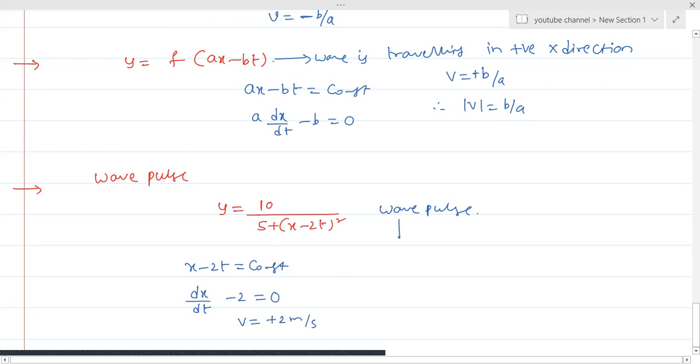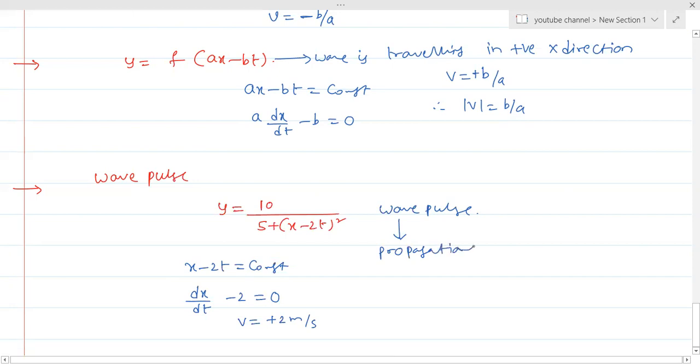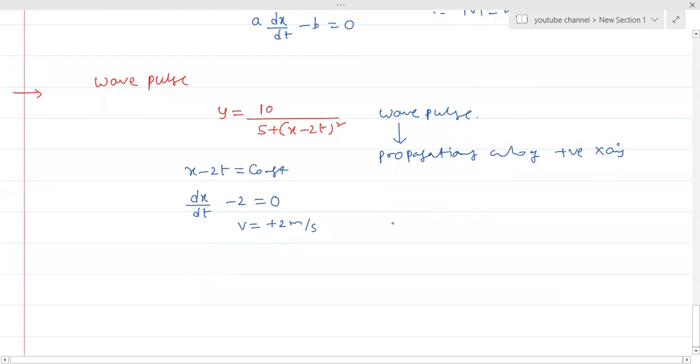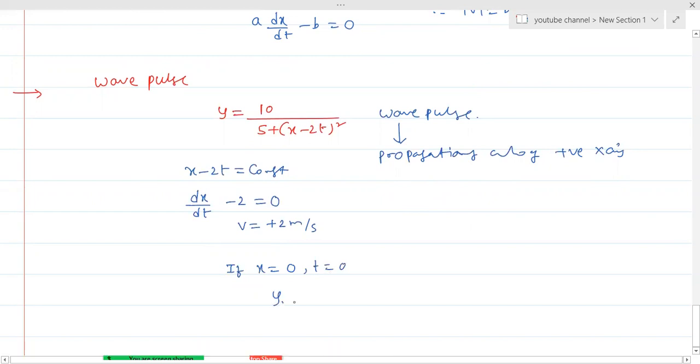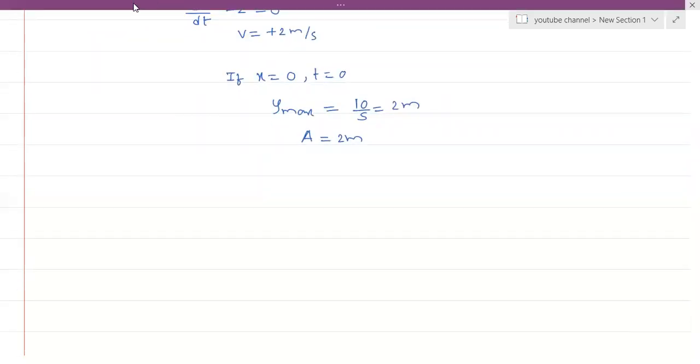So therefore, this wave pulse is propagating along the positive x-axis. And if we substitute x equal to 0 and t equal to 0, we get y as maximum, that is equal to 10 by 5, that is 2 meters. So when we say y maximum, the displacement maximum, automatically it is the amplitude, equal to 2 meters.